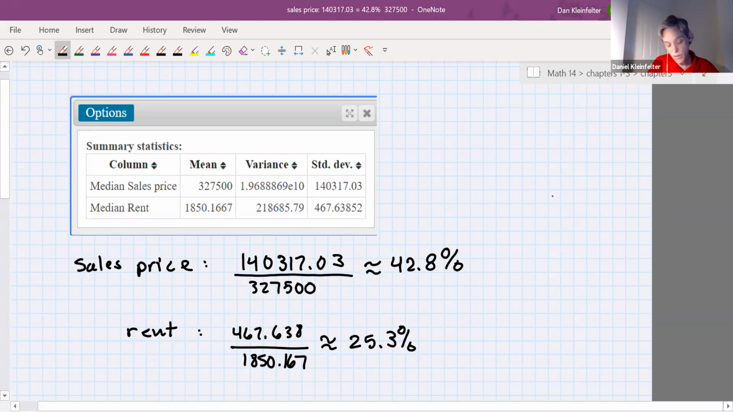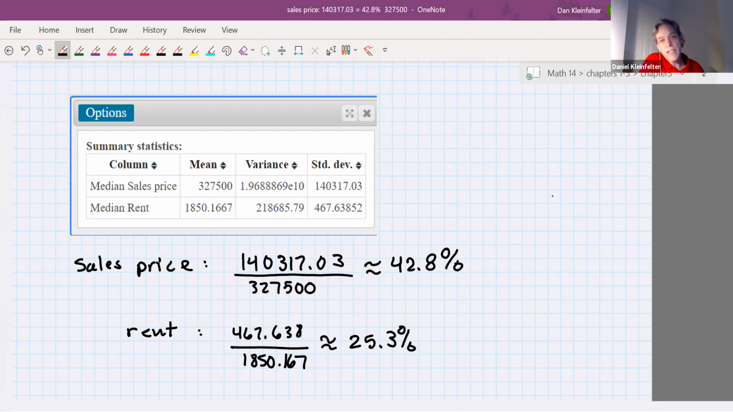All right, so going through the calculations, it turns out that the sales price in these cities had a coefficient of variation of 42.8%, and the rent was 25.3%. So across these cities, it looks like selling price was much more variable, or said the other way around, the rent was more constant across those cities. I'll leave it to you to think about why that might be true.